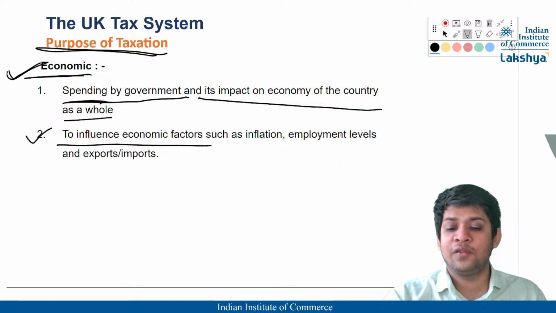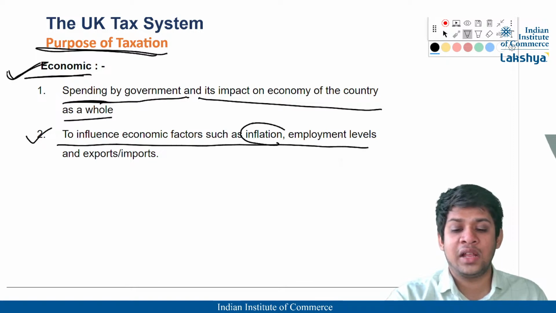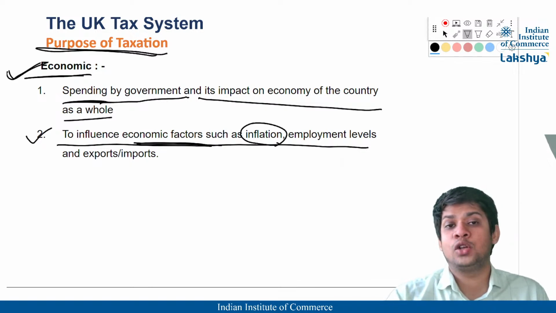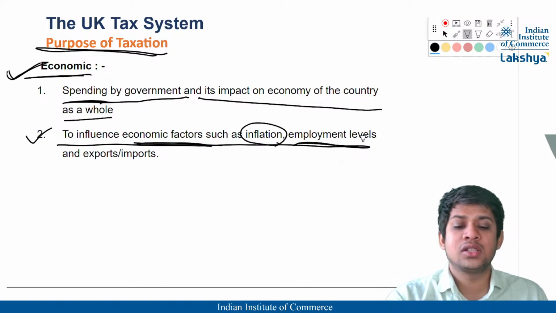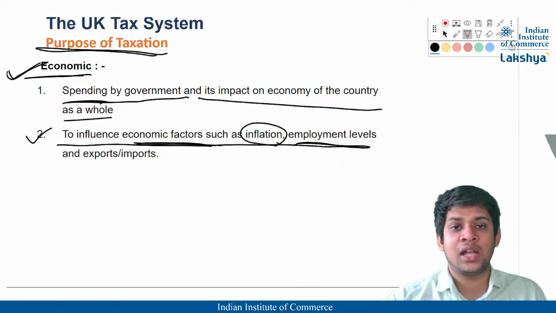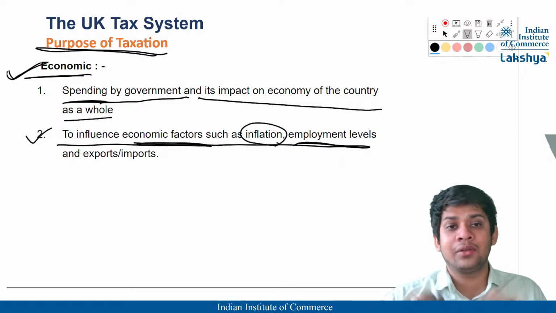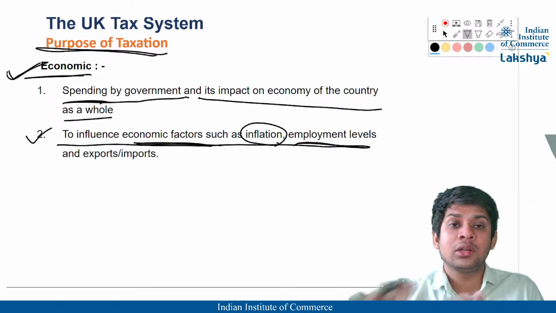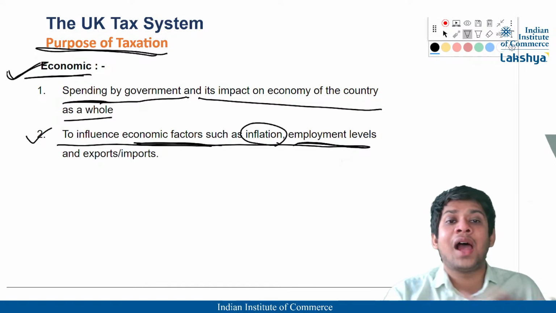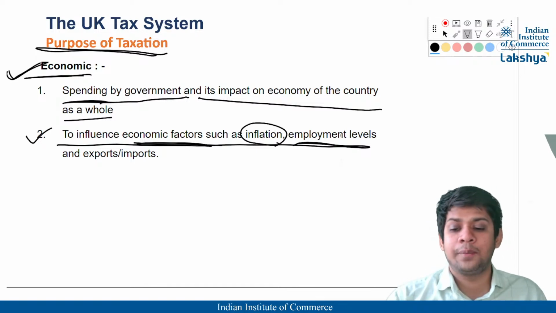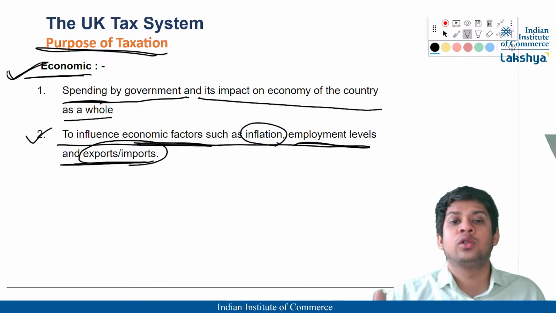And secondly, it is to influence economic factors such as inflation, right? In order to ensure that there is not too much inflation within the country, which might make too many things too expensive for individuals to deal with. Employment levels, so that individuals get sufficient employment opportunities because the government will have a lot of money. The government will construct bridges, so the government will hire laborers and people will be employed, right? And exports and imports, so that the government has a sufficient amount of control over the exports and also over the imports.